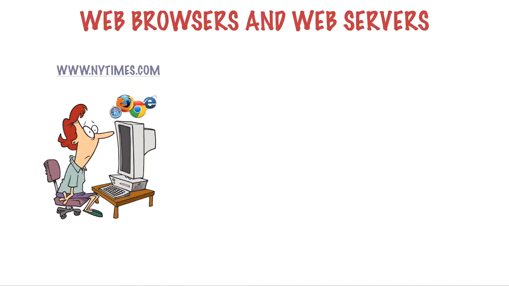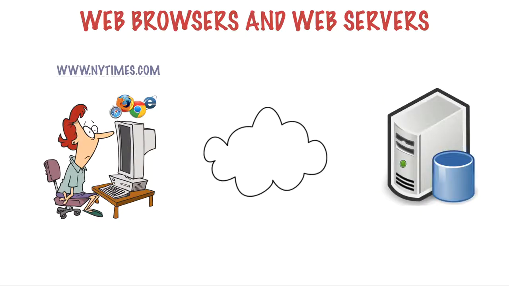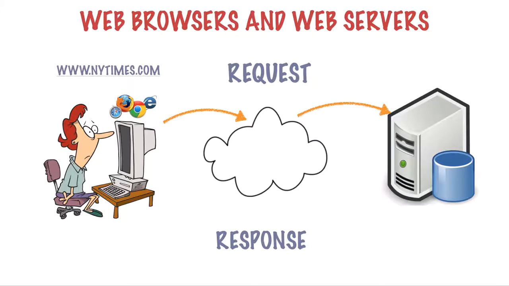What happens next? My computer, through the browser, is going to communicate with the web server of the New York Times through the cloud. My browser is going to send a request which will travel over the internet, which is represented here as a cloud. That request is going to reach the web server of the New York Times. The web server is then going to send back a response, and that response is going to be parsed by my browser and converted into a form which I accept. That's the New York Times loading in front of me.